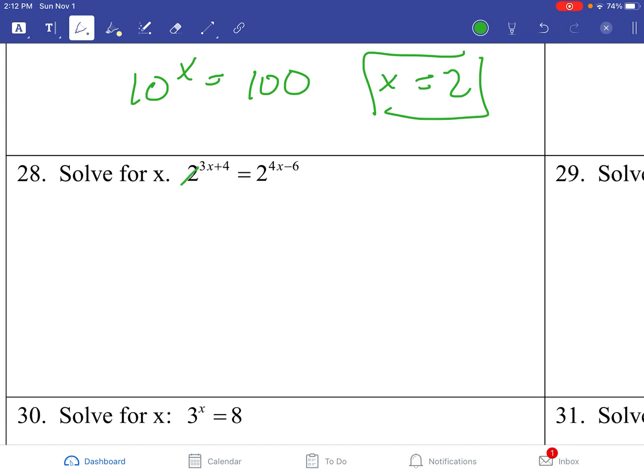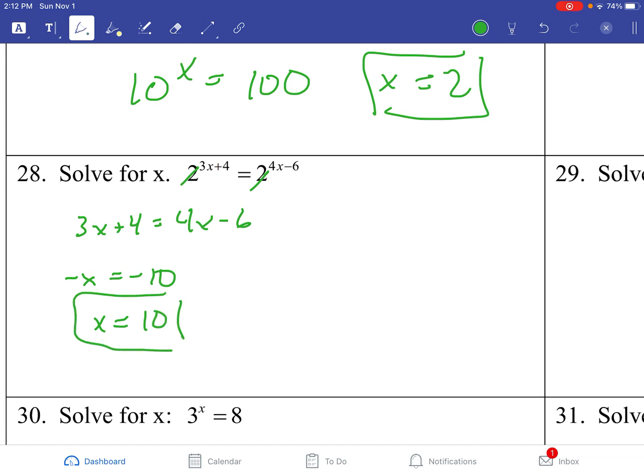In 28, the bases are already the same. You can just cross them out. So you have 3x plus 4 equals 4x minus 6. We subtract the 4x, you're going to get negative x. You subtract the 4, you get negative 10. So x will equal positive 10 when you divide both sides by negative 1.